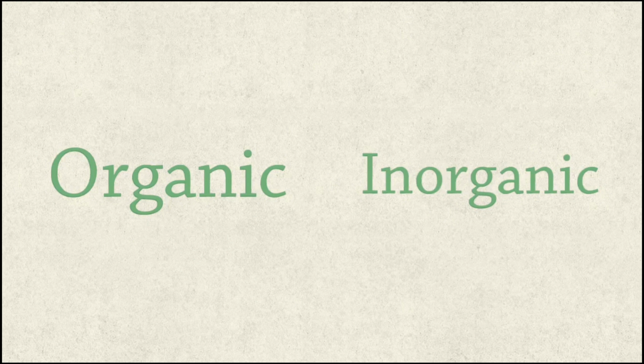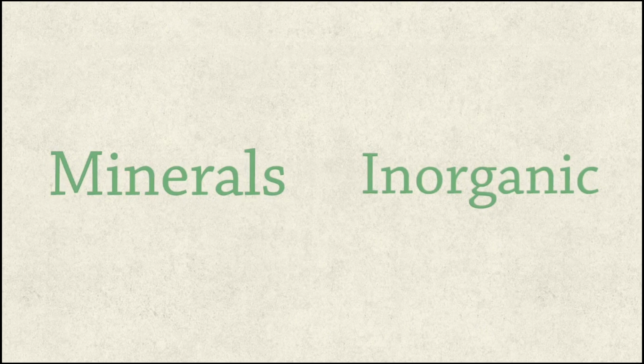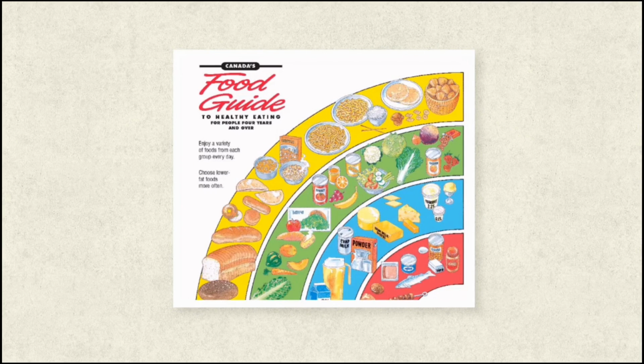Nutrients can also be broken down into two different groups, organic and inorganic. The nutrients carbohydrates, proteins, lipids, and vitamins are all considered organic because they contain the element carbon and are usually derived from living things. On the other hand, minerals are what we call inorganic because they do not contain carbon and are found in the earth. All of these nutrients, however, are required in different amounts for our bodies to function properly.